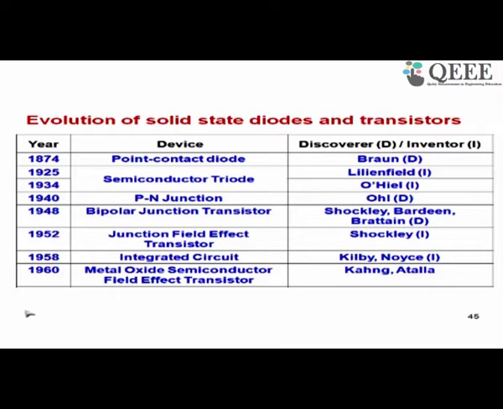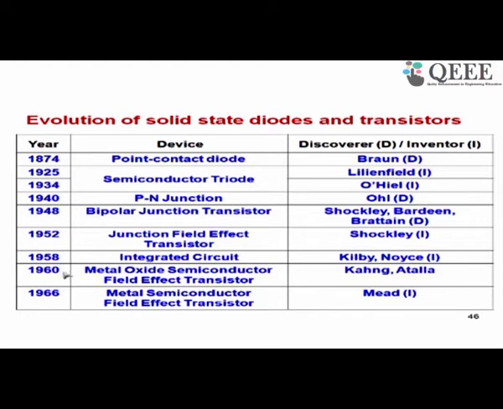the field effect device, and in 1960, within a couple of years after 1958, they could come up with a practical device that is called the metal oxide field effect transistor. This was possible because a lot of developments had taken place in semiconductor technology by then. So this is very interesting. The idea of the semiconductor triode proposed in the 1930s was realized only in 1960 in practice.